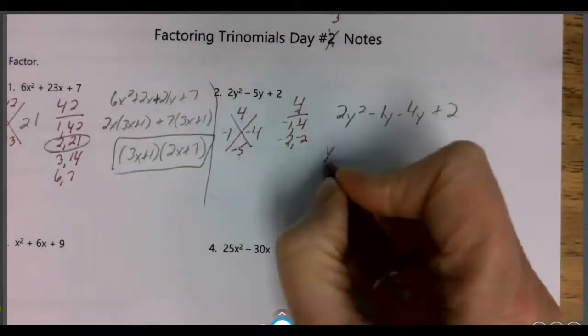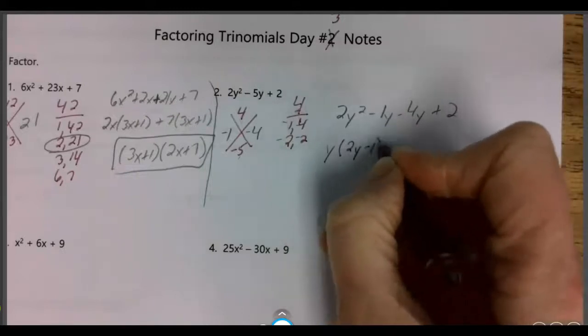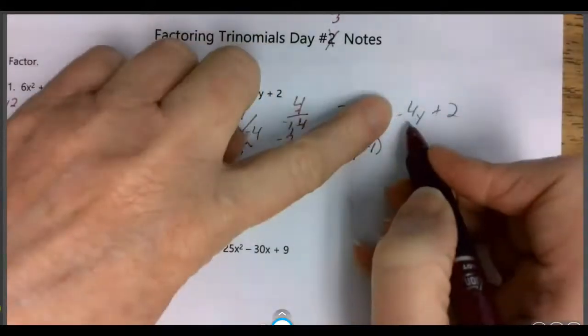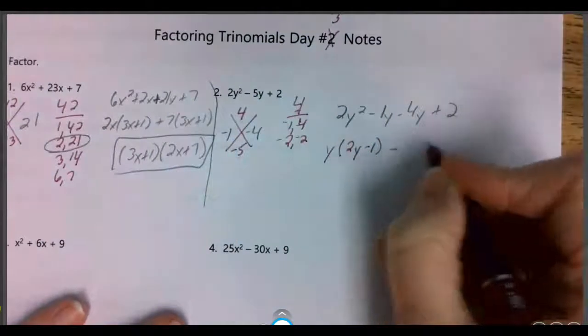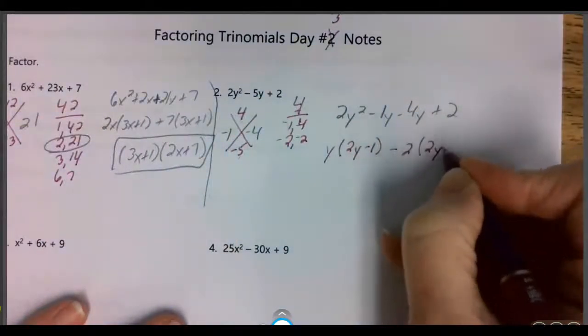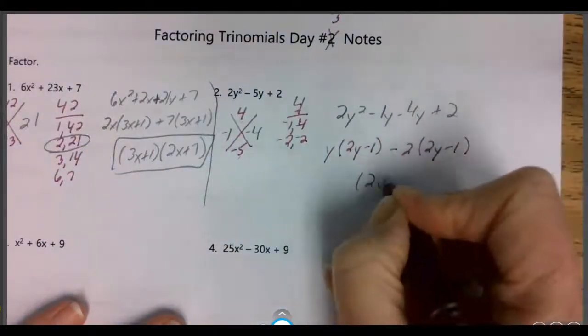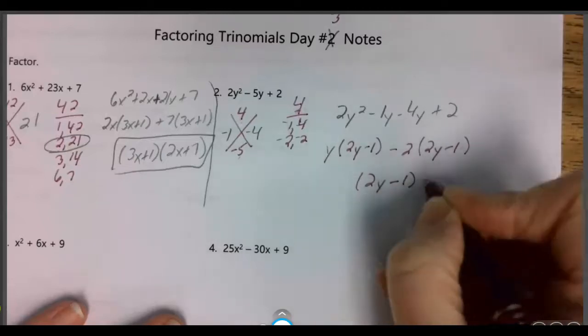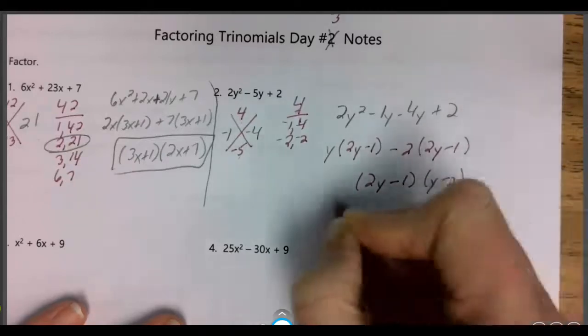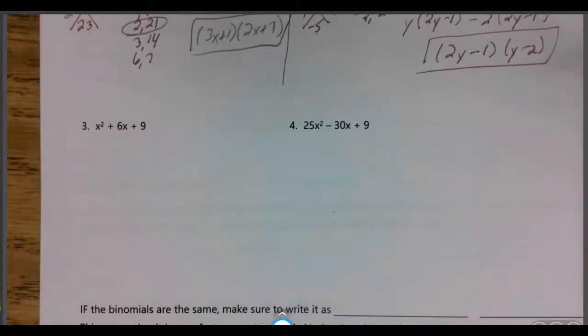So take a y out here. I get 2y minus 1. Oh, third term is negative. Factor out a -2, and I get 2y minus 1. So I get 2y minus 1 times y minus 2. Good.